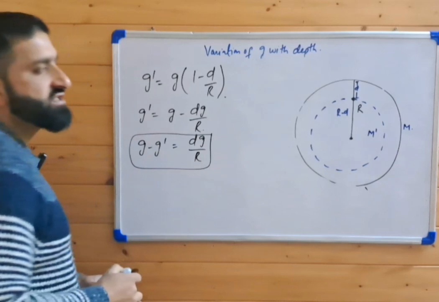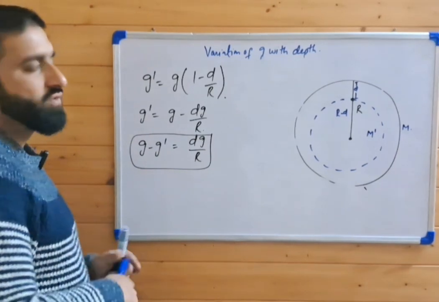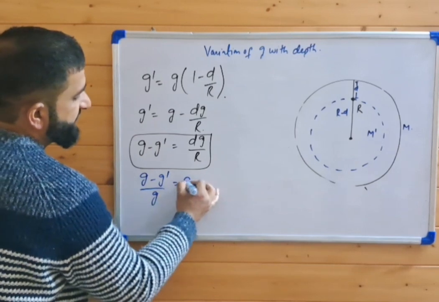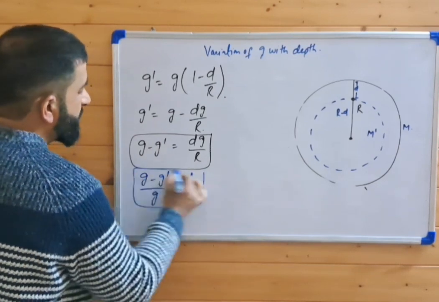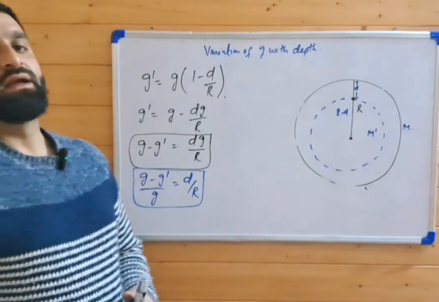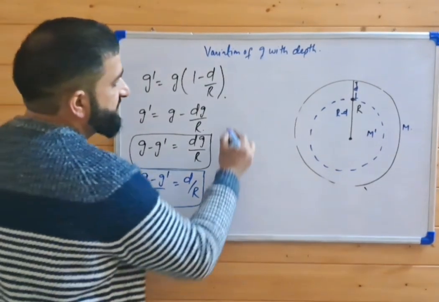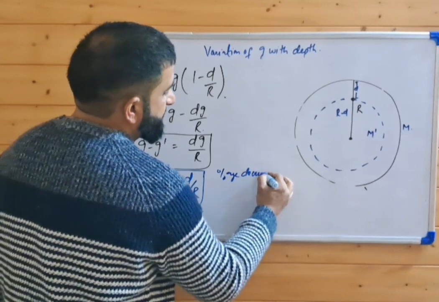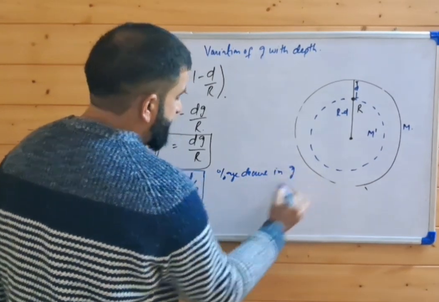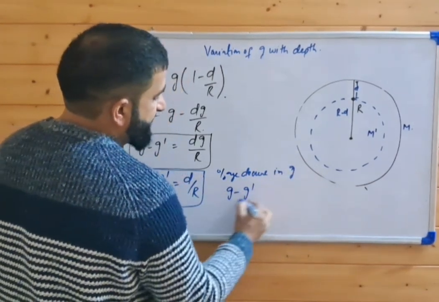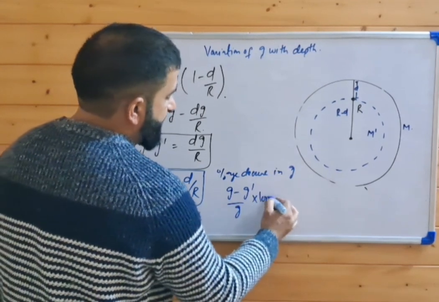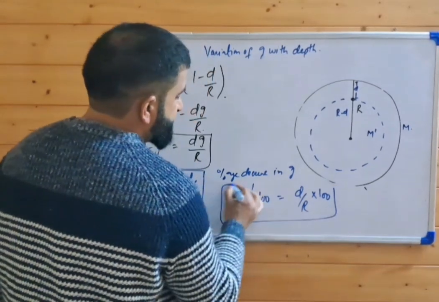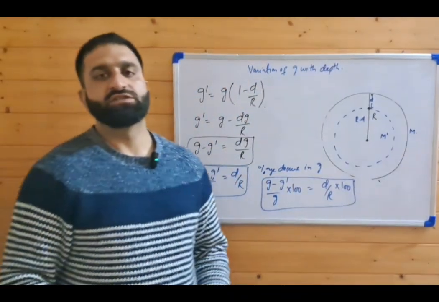This is decrease in value of g. If we are going to calculate a fractional decrease in value of g, that is g minus g dash divided by g, that is equal to d by R. If we are going to calculate the percentage decrease in g, that is equal to g minus g dash divided by g into 100, that is equal to d by R into 100. This is percentage decrease in the value of g.